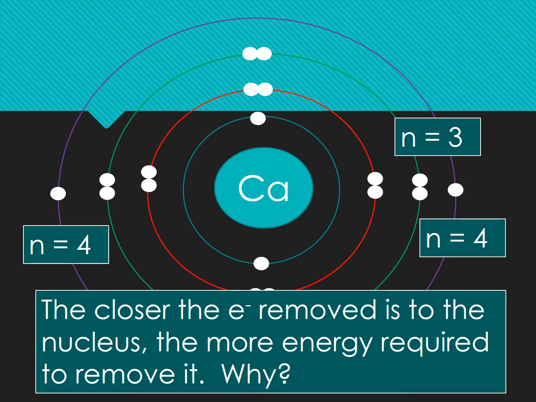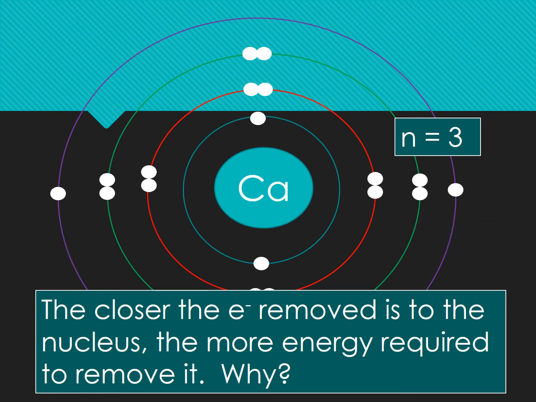Okay, so the closer you move the electrons to the nucleus, the more energy required to remove it. So that's why after the second removal of electrons, the outer electrons go away, and you have a Ca2+ charge, and it's a noble gas configuration.